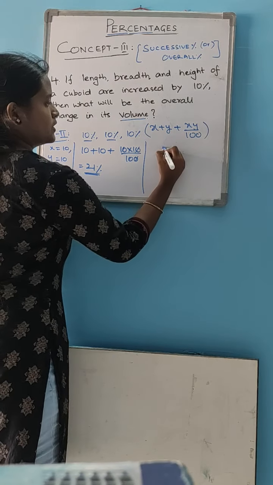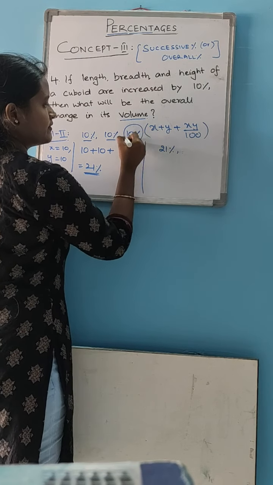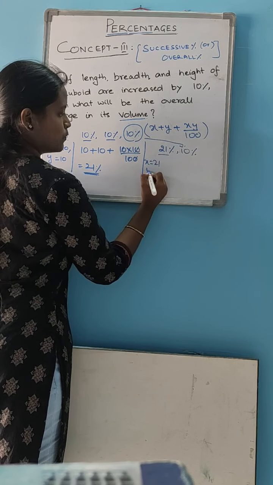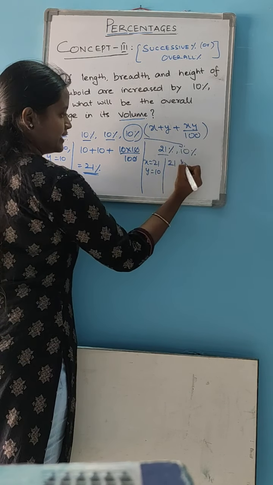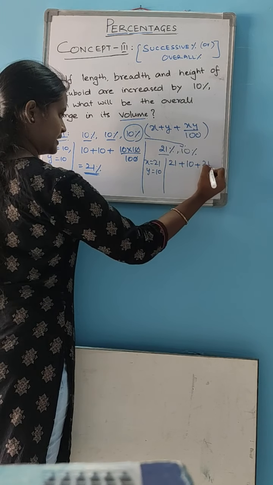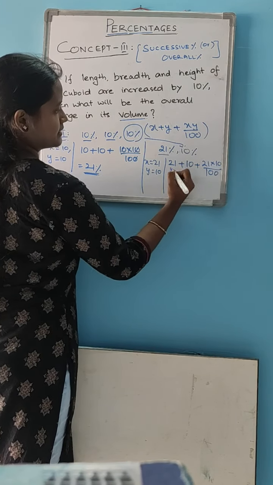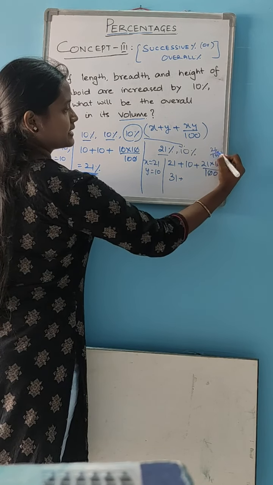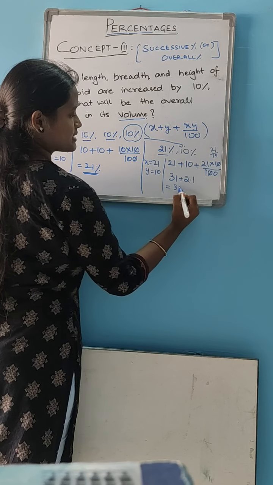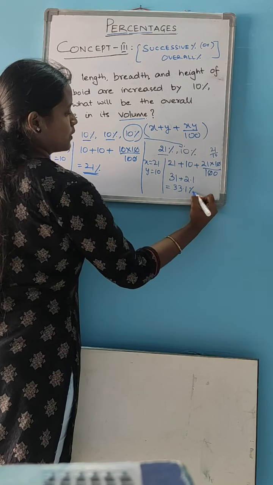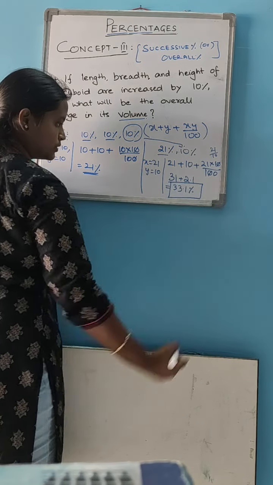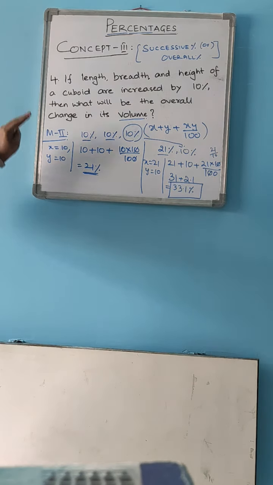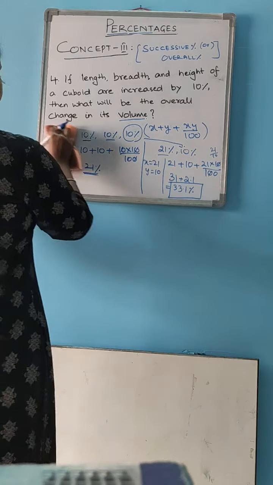Now 21% is the cumulative value of the first two values. So now 21% and the third value remains, which is 10%. Now here x is 21, y is 10. That means 21 plus 10 plus 21 into 10 by 100. That is 31 plus, we can cancel the zero, 21 by 10, that is 2.1. So the total value is 33.1. The overall increase in the volume of the cuboid is 33.1%.